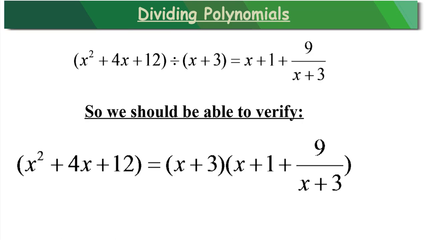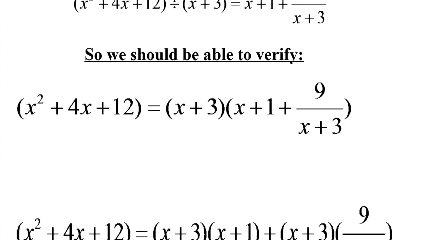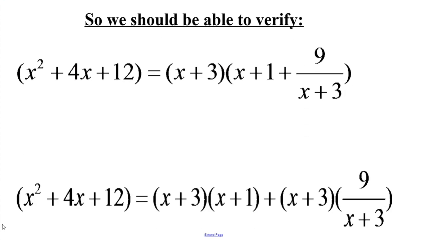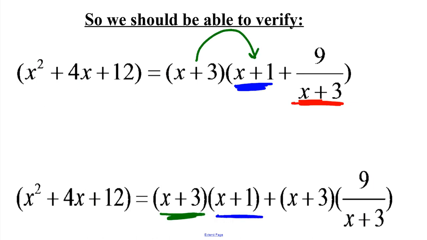So I need to be able to verify that when I take this expression and divide it by x plus 3, I get this. So that means when I multiply x plus 3 by my answer, I should get x squared plus 4x plus 12. And this is how we're going to do it, by just distributing. There's really two statements going on here, this blue statement and this red statement. So when I distribute through x plus 3, we'll do essentially the green statement times the blue statement. And then when I distribute this again over to here, I'll have the green statement times the red statement.